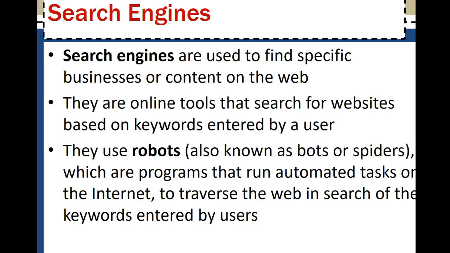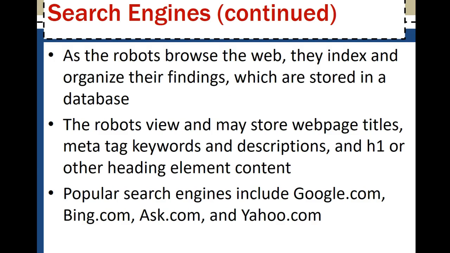The robots can view and store web page titles, meta tag keywords and descriptions, as well as heading elements content. So that's why there are certain rules that you want to apply to your website. You want to make sure that your web page has a content title, it has the meta tag keywords, it has the description, and also you're using the headings.